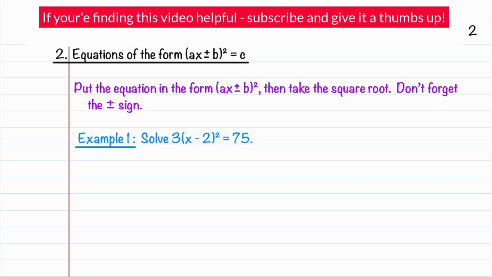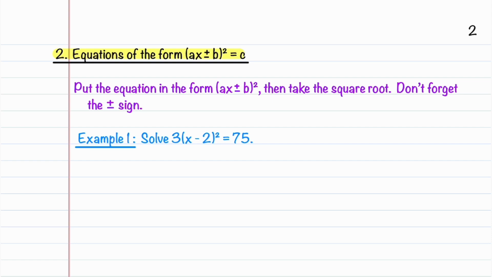The examples that we're going to look at now are written in the form (ax plus or minus b) quantity squared is equal to c. This is called a perfect square trinomial. Here's how we're going to solve this. We're going to put the equation in this form if it's not already in that form. And then, just like we did with the other examples, we're going to take the square root. And we're also not going to forget the plus minus sign.